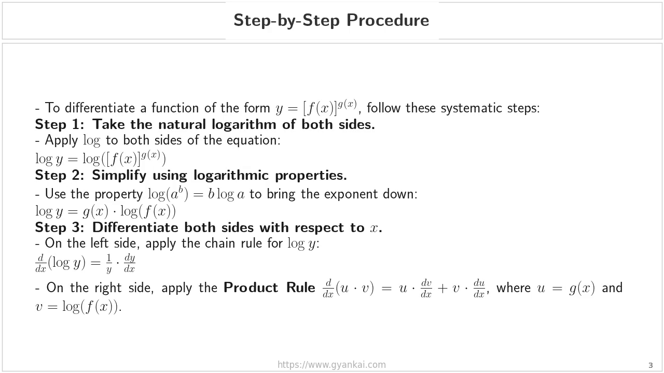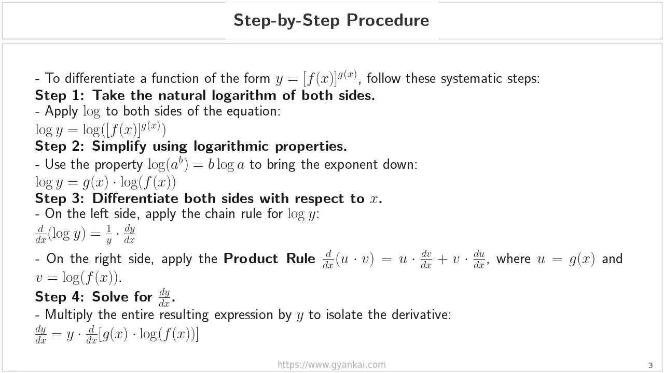Step 3. Differentiate both sides with respect to x. On the left side, because y is a function of x, we must apply the chain rule. Therefore, the derivative of log y becomes 1 over y times dy over dx. On the right side, we now have a product of two functions, so we apply the product rule. In this case, our first function u is g of x, and our second function v is log of f of x.